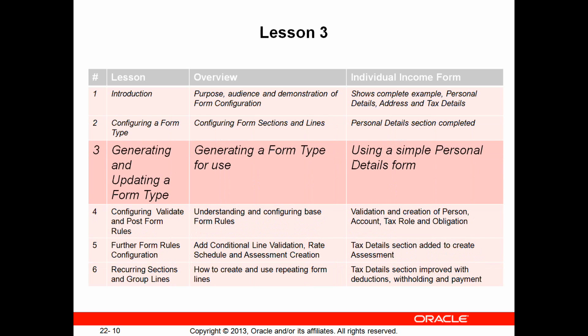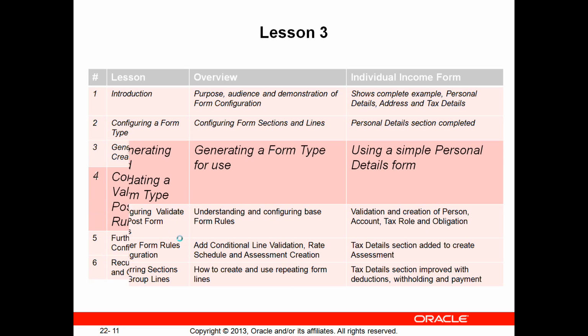In lesson 3, we will generate that form type that we created in lesson 2, and we will show you how you then use the form and how you use and update form types continuously once you have associated forms with the form type, and how you edit and go back and make changes to the user interface. So by the end of lesson 3 you'll be able to actually use a simple form. This is the beginning of this individual income form, and it will have a small personal details section that you can fill in. Functionally though, it won't do anything yet because it hasn't got any form rules.